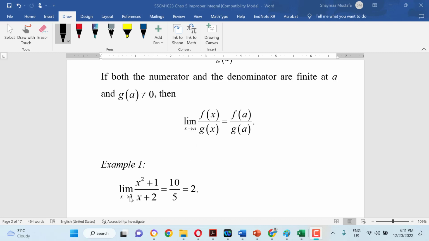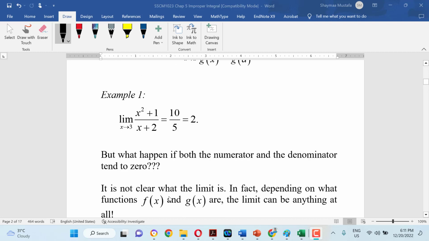For example, the limit when x goes to 3 of x squared plus 1 over x plus 2, we need to replace x by 3. So 3 squared plus 1, which is 9 plus 1, is 10. 3 plus 2 is 5. 10 over 5 is equal to 2. So the limit is equal to 2.